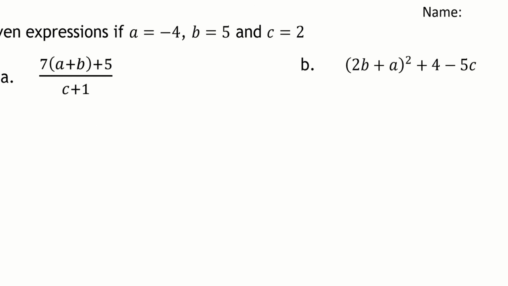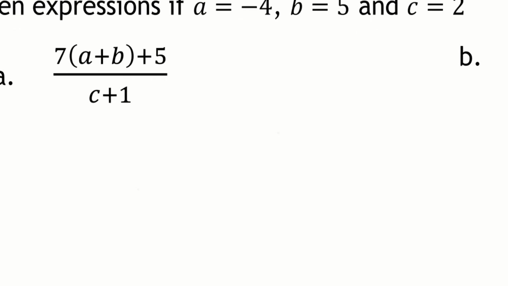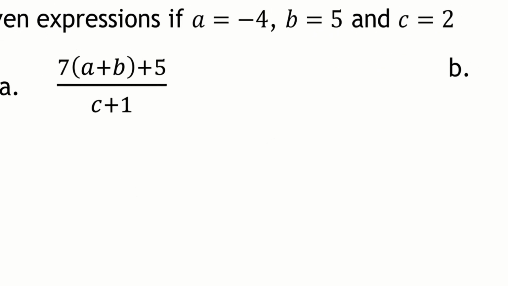Okay, page 3, question 6a. So I'm giving you values for 3 variables, a, b, and c, and asking you to evaluate 2 expressions. Whenever I'm doing these substitutions into an expression, my recommendation is always parentheses. So in my numerator, I have 7 times open parentheses. Here's a set of parentheses just for the negative 4 that represents a. That's the value of a.